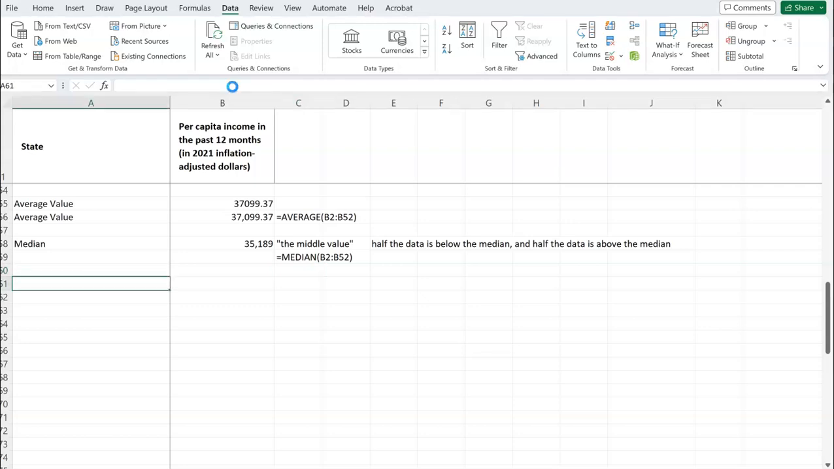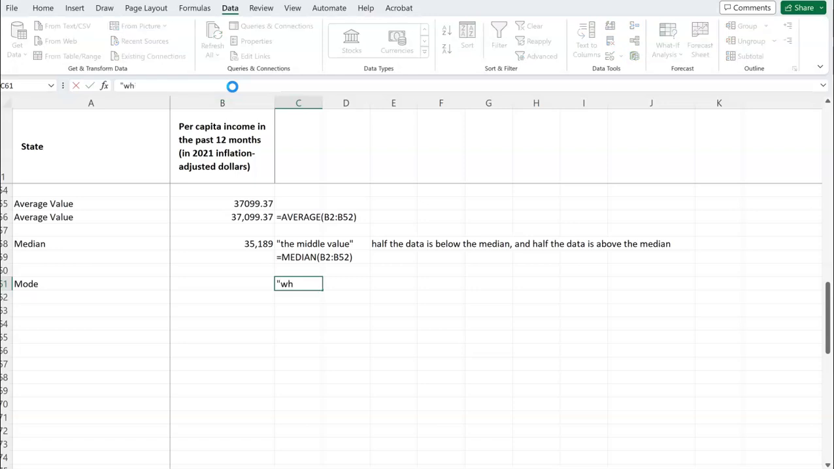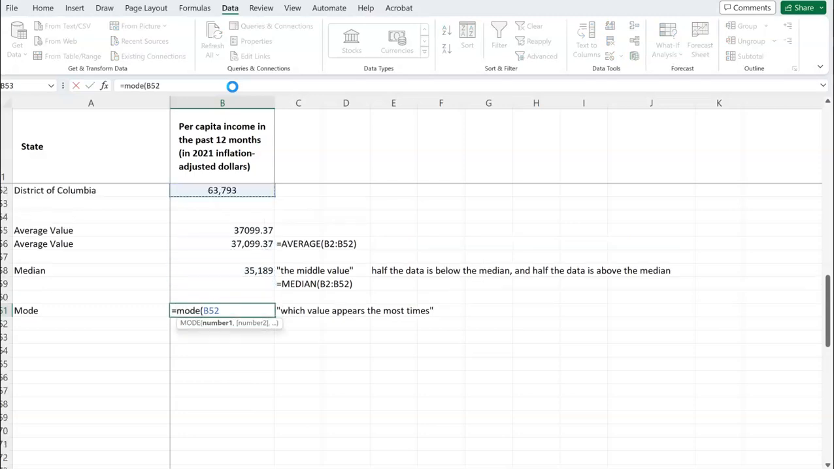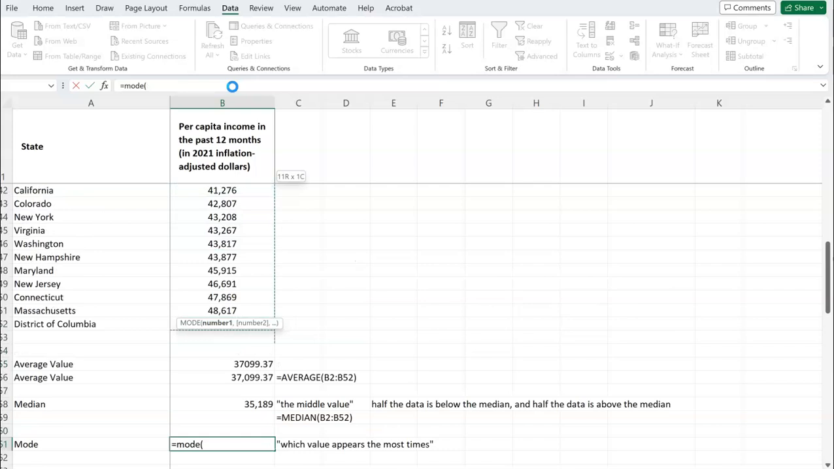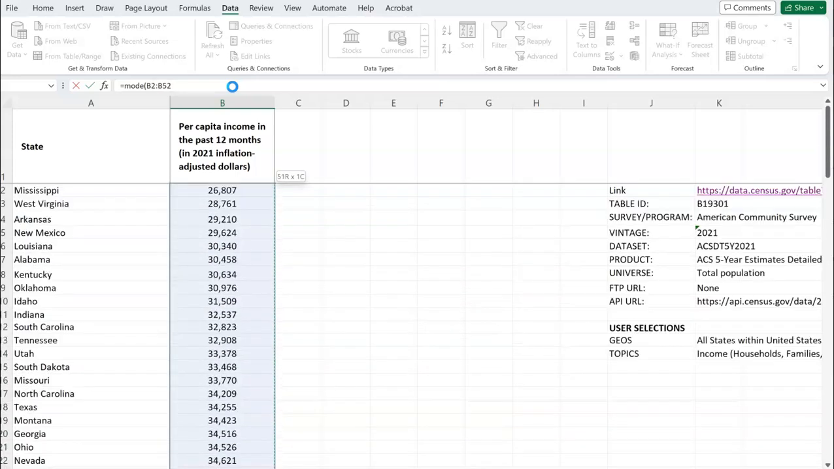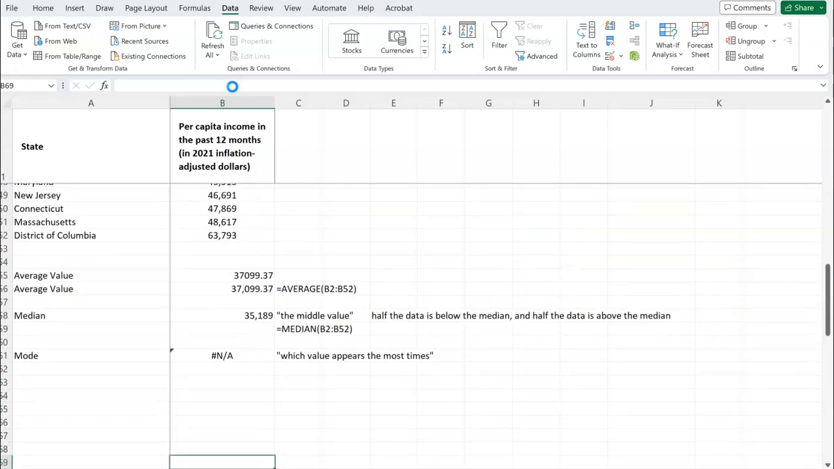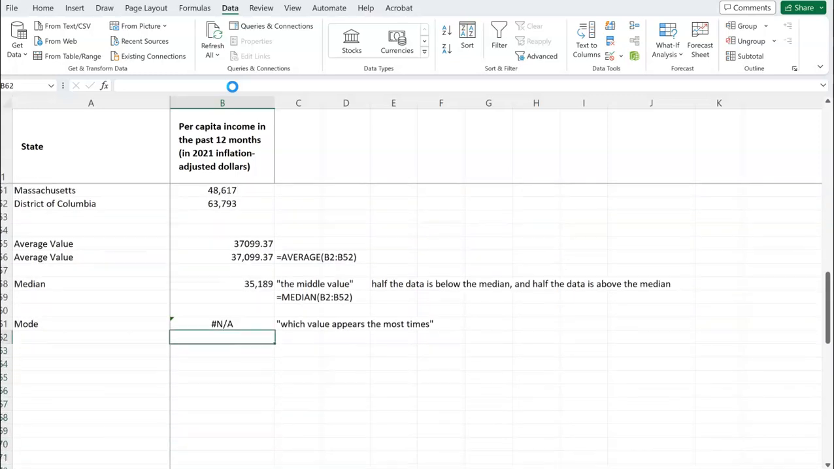The other value we are interested in is the mode. Now the mode is telling us which value appears the most times. In this case, we probably will not have a mode because the chances of two states having the exact same number are very close to 0. But it's worth a try. Let's see. It gives me an error message saying there isn't one.